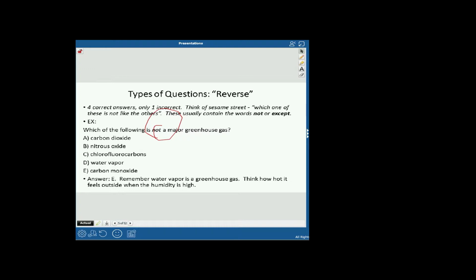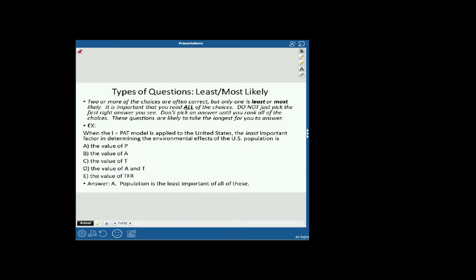Okay, so which of the following is not a greenhouse gas? Okay, E, carbon monoxide is not a greenhouse gas. Okay, let's go on to the next type. We just did this. Okay, so then they have these least most likely.